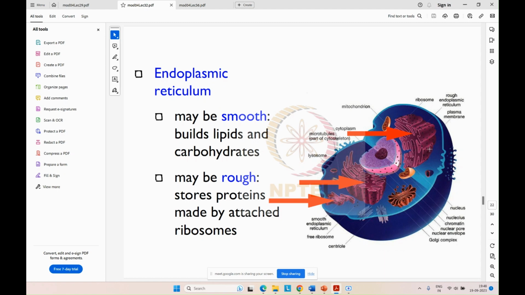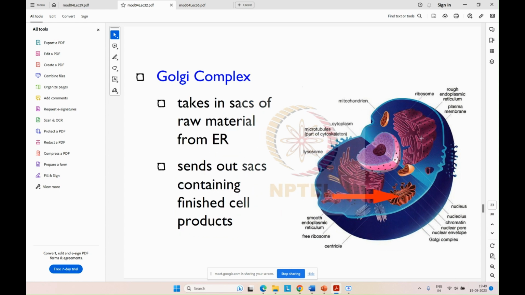And now coming to endoplasmic reticulum, this is also made up of membranes. As I said before, they can be rough, or if they are devoid of ribosomes, they can be smooth. These rough endoplasmic reticulum are used for storage of proteins and for protein processing.